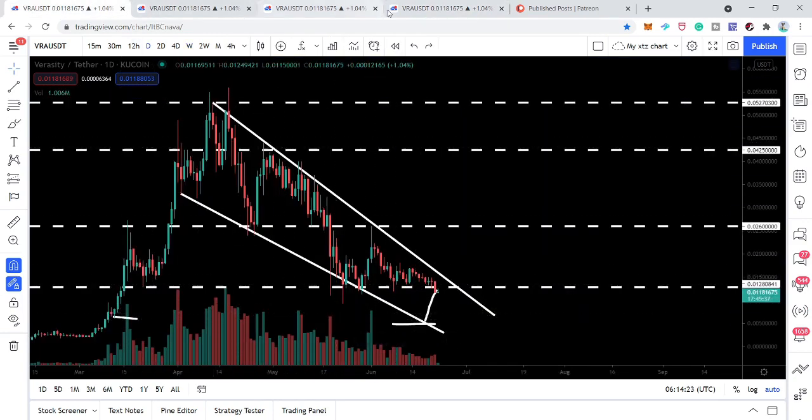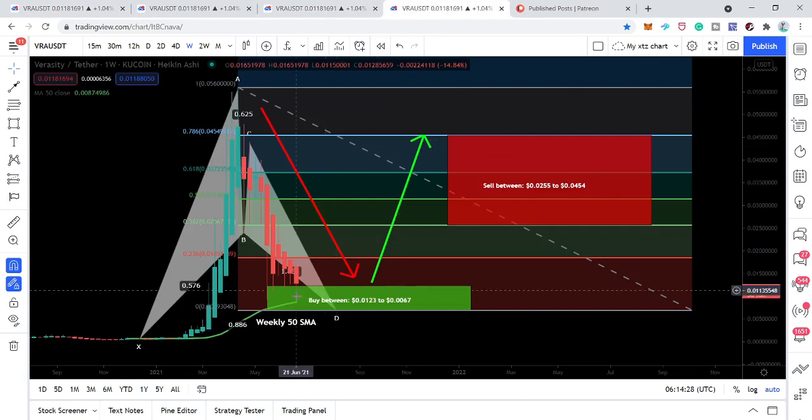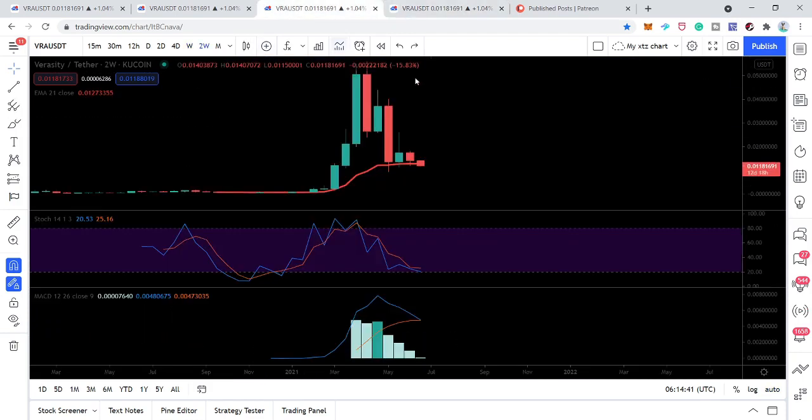Therefore, we can set this 50 simple moving average. If you're going to buy it here somewhere, you can set this 50 simple moving average as your stop loss in order to minimize your risk factor. However, I would again suggest to wait for the buying signal by the 2 weeks stochastic. That will be the safest way to enter in this trade.